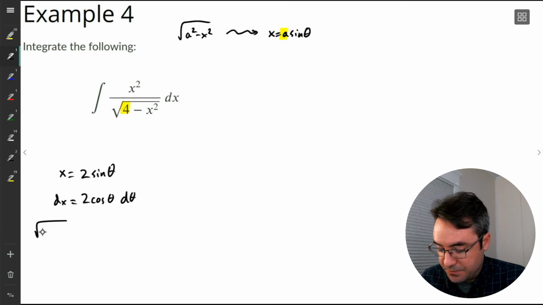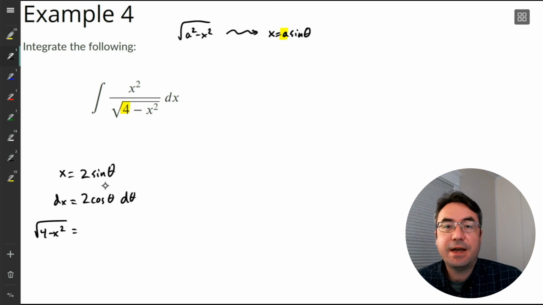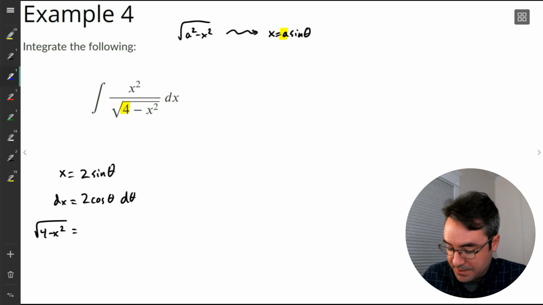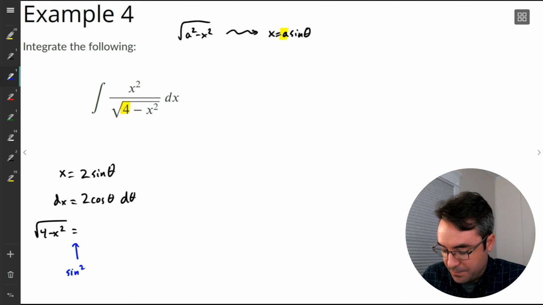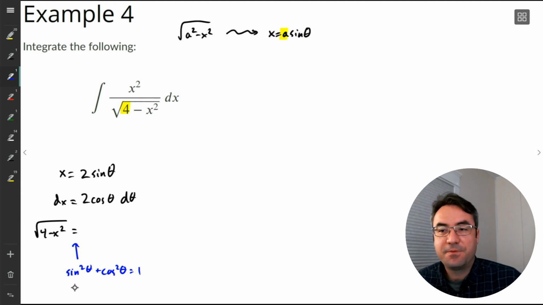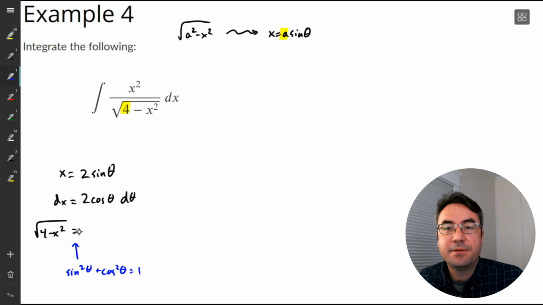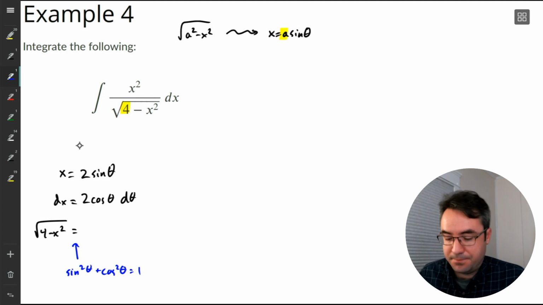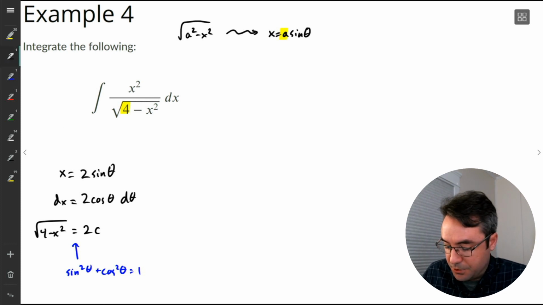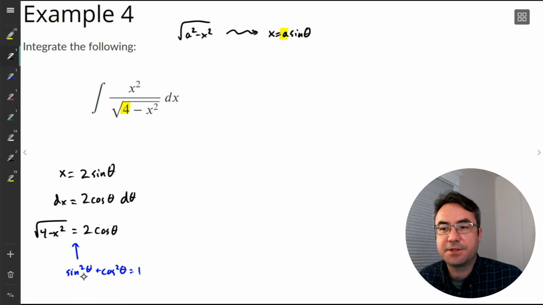And then we also can just figure out our square root term as well. It's just the opposite trig function. So we know sine squared plus cosine squared is equal to 1. Because of this trig identity, I kind of think of sine and cosine as sort of being opposite trig functions. So since we're letting x equal 2 sine theta, the square root term is just going to become the opposite one. So it'll just be 2 cosine theta. And you could check this by just using this trig identity. We did that a few times yesterday.